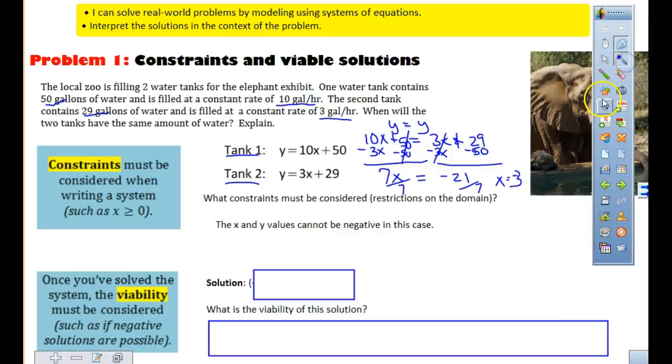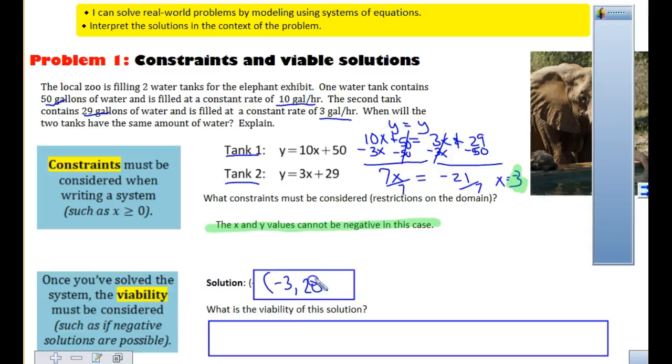Those are our constraints. So x and y values cannot be negative. We cannot have a negative time. Okay? If we would actually solve this problem with -3, we would have our solution being -3, and you replace -3 up here, and you get 20.